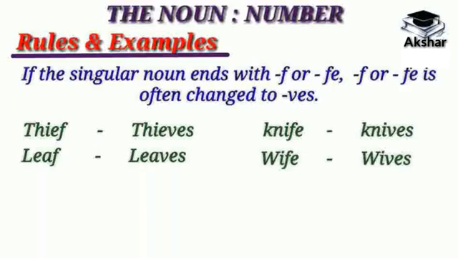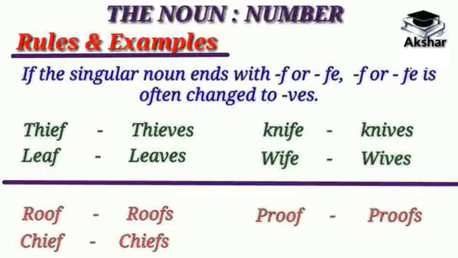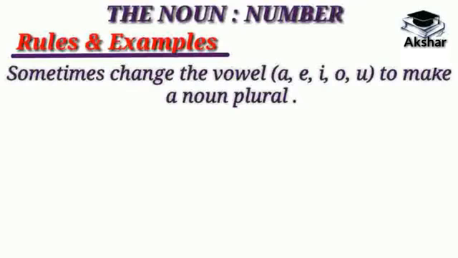But sometimes we are going to use only s with some nouns. Look at the examples. Roof is going to be changed into roofs. We are not using ves in the place of f to make it plural. Chief, chiefs. Proof, proofs.